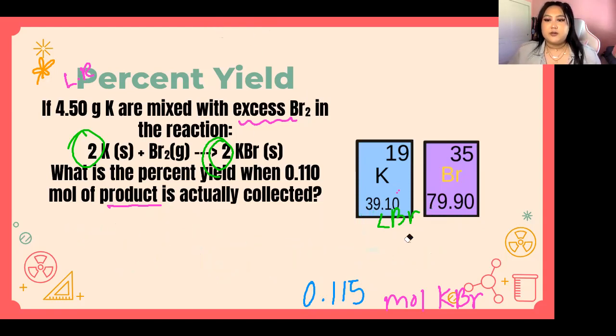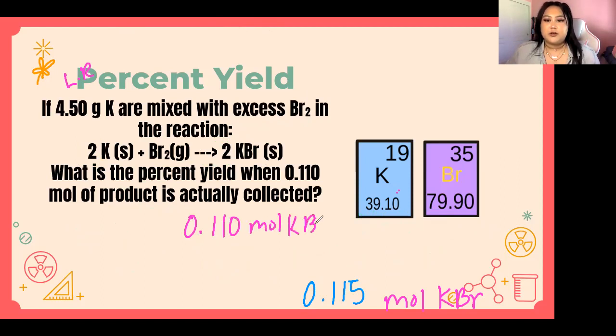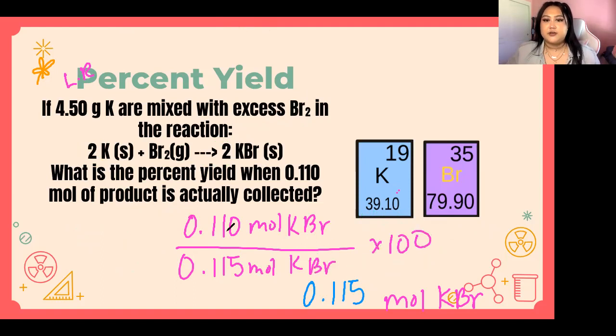So when we plug it in, our actual is 0.110 moles KBr over the theoretical we had found, KBr, times 100. What is that percent?